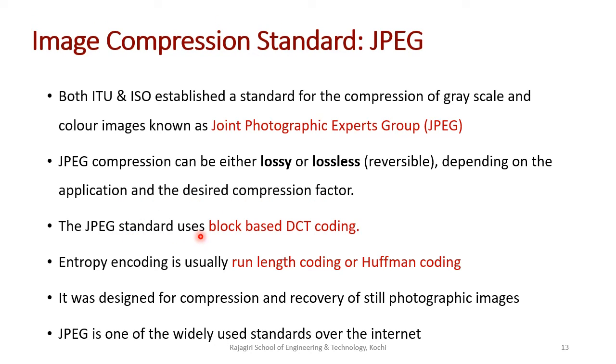The JPEG standard generally uses the block-based DCT coding. Block-based means that the transform is not applied to the entire image at a stretch, but it is applied over fixed blocks, usually of size 8x8 or 16x16. Now the entropy encoding that is used is generally run length coding and Huffman coding. Now this image compression standard is generally used for the compression and recovery of still photographic images, and it is one of the widely used standards over the internet.